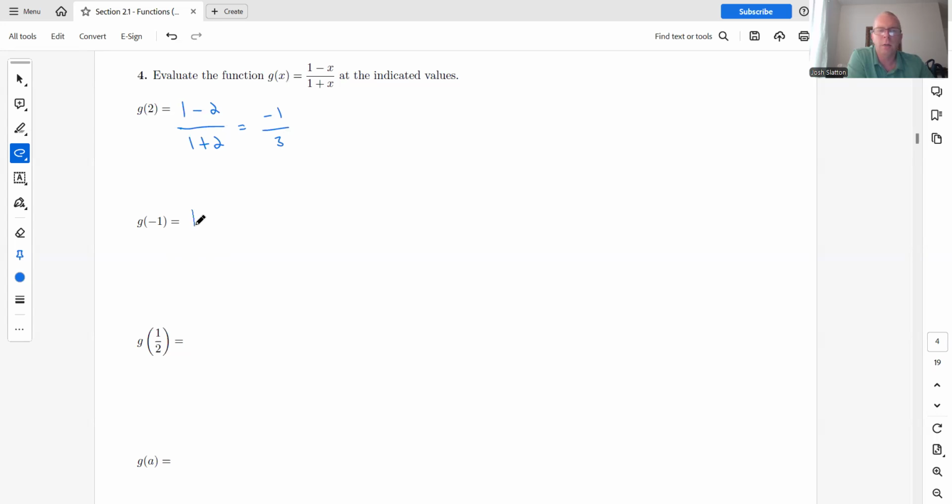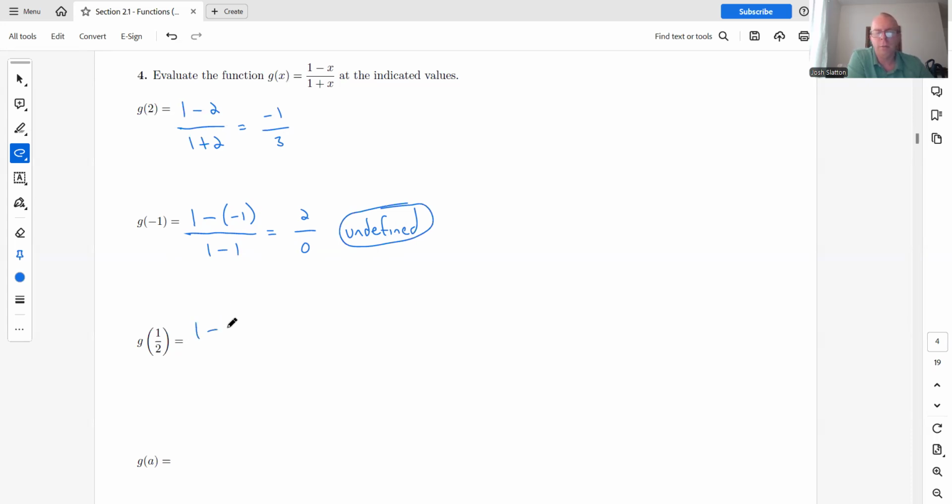G of negative 1, 1 minus negative 1 over 1 minus 1. And now we have 1 plus 1, which is 2, but then on the bottom we have 0. So this one's actually undefined. You cannot divide by 0. That does not work.